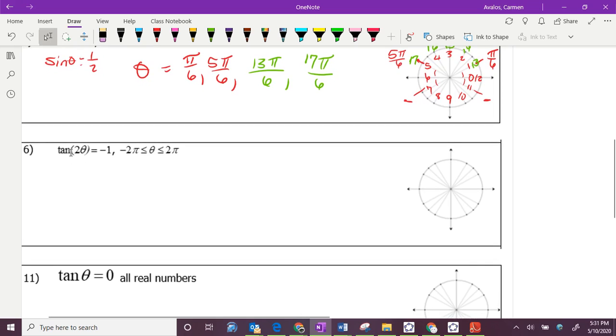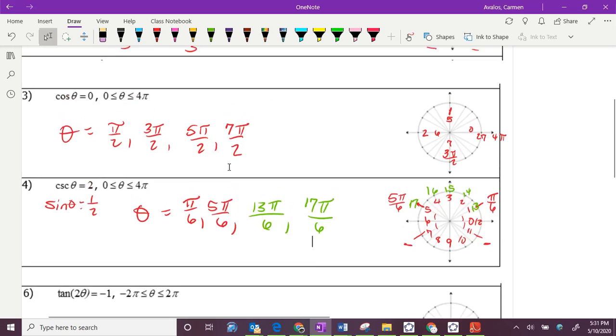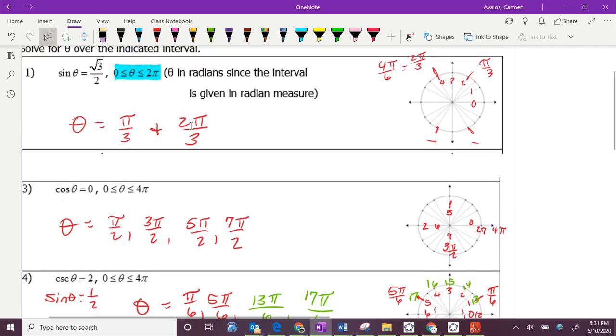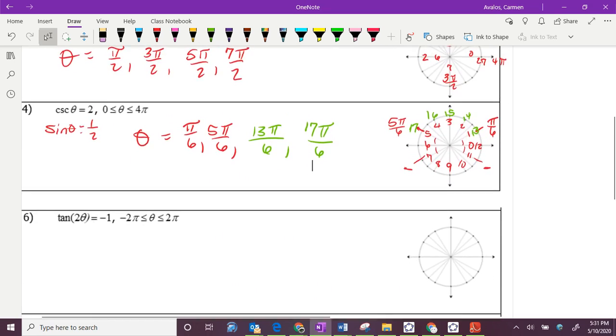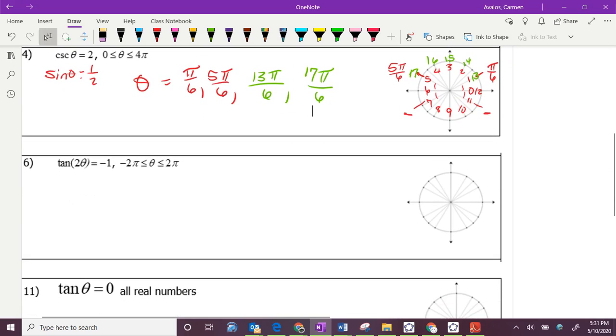Okay, so number 6 here. In the other ones, we didn't really do any kind of algebra. That was just full trig. Now this one here is going to be a little bit more algebra, because notice how it's not just tangent of theta, it's tangent of 2 theta. So we have things in there.